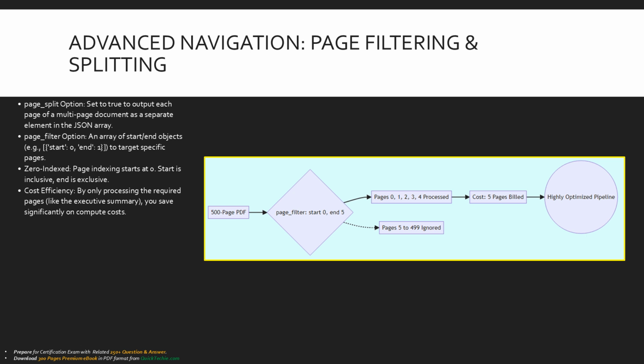We start with a massive 500-page PDF on the left. We apply our page filter configuration, requesting start 0 and end 5. The engine surgically extracts just pages 0 through 4, bypassing the rest entirely. As shown on the bottom branch, pages 5 through 499 are ignored. You are billed only for the 5 pages processed, resulting in a highly optimized, cost-effective pipeline.